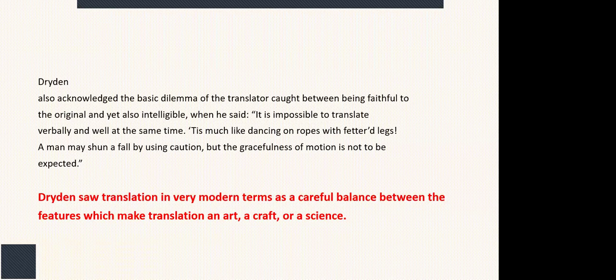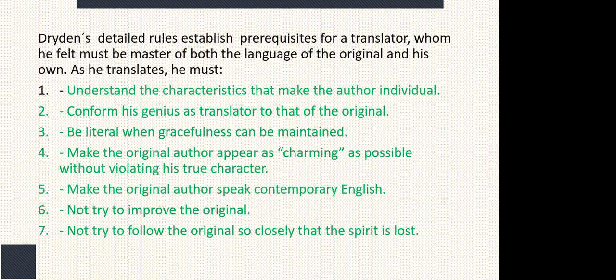So Dryden is one of those, I think probably the very first one who coined the expression. Translation is science and it's also art. It's an art form. Now, he established some prerequisites for a translator. And it's important to keep this in mind, right? What is it that a translator needs to know or needs to be able to do?